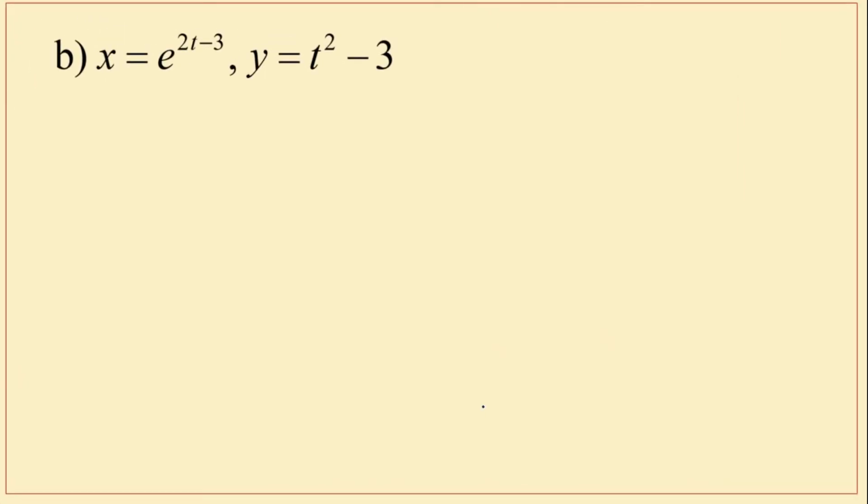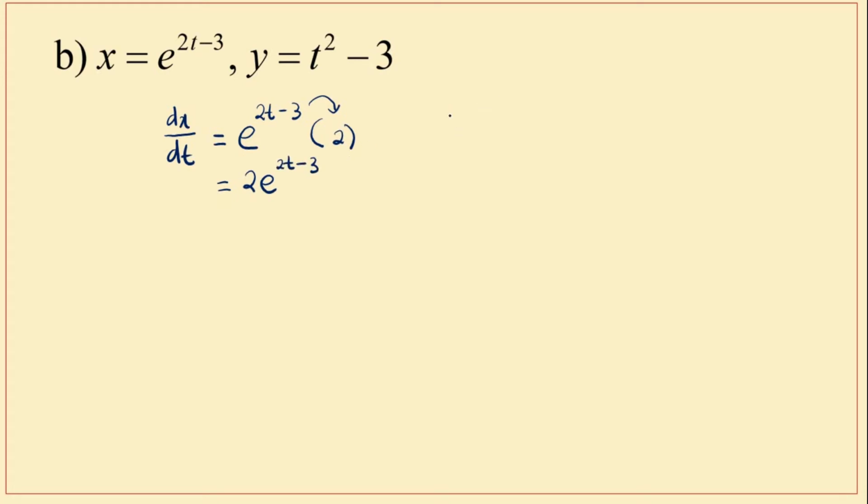Let's proceed with the second example. Example B, we have x equal to e to the power of 2t minus 3 and y equal to t squared minus 3. Same as before, we have to differentiate both equations first. For dx over dt, remember how to differentiate exponential functions. First step, you just copy everything back. So we will have e to the power of 2t minus 3 times the derivative of the power, which in this case is 2. So dx over dt will be 2 times e to the power of 2t minus 3.